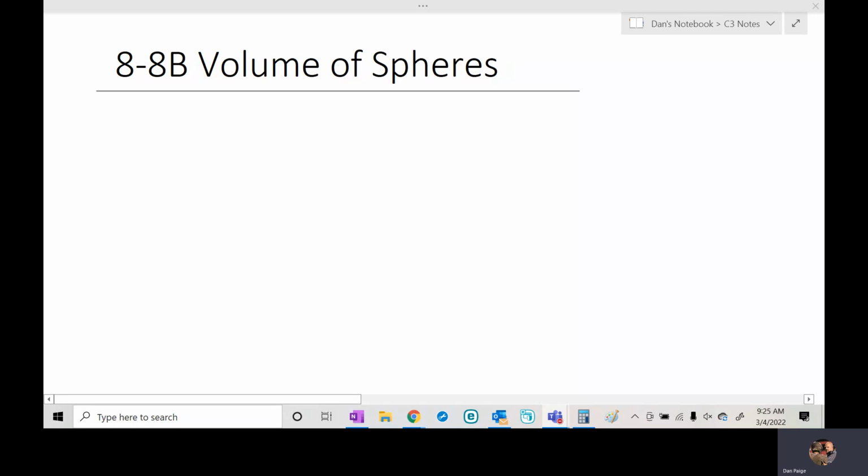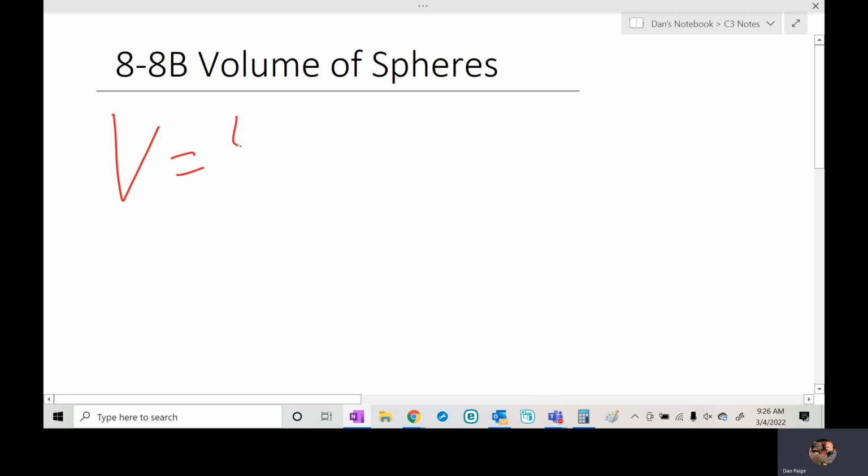The volume of spheres. There's a formula for the volume of a sphere, and I'm going to show you where it came from. It's a bit confusing. You're not going to have to memorize where this came from, but I'll give you some sort of explanation of where it is. We'll practice some problems on how to do these. It's not that difficult to do, but you've got to know the formula. So this is a formula that you're going to end up having to study.